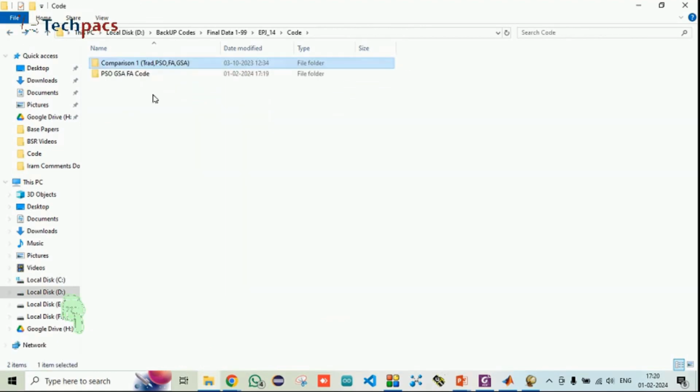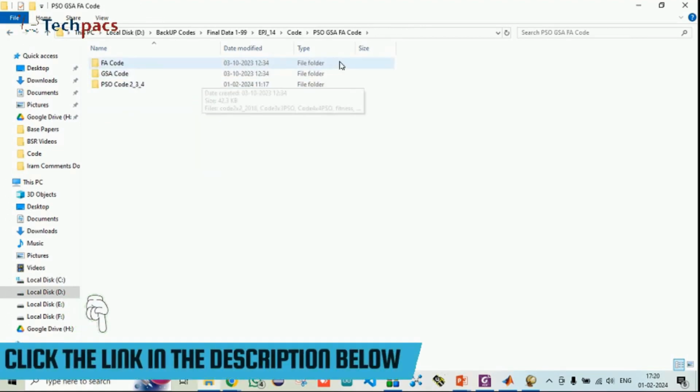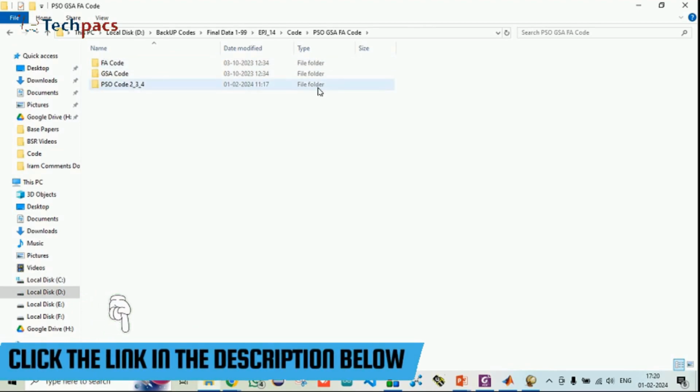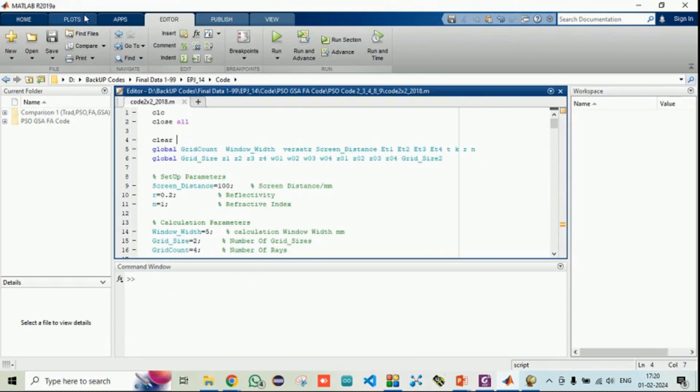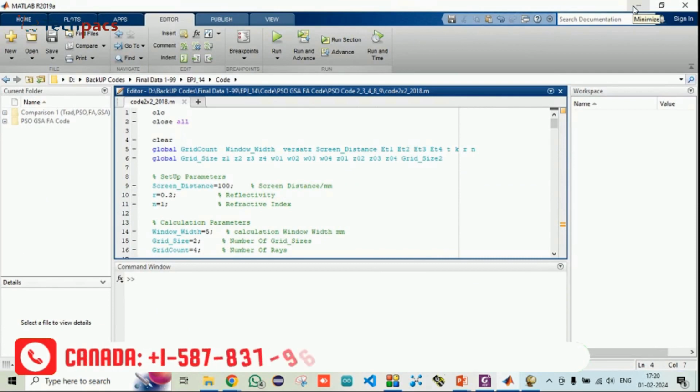So we have these 2 codes. In order to run this code, we must have the MATLAB software. The MATLAB version that we are using here is 2019. You can use 2015 or above, but it should be a full version.